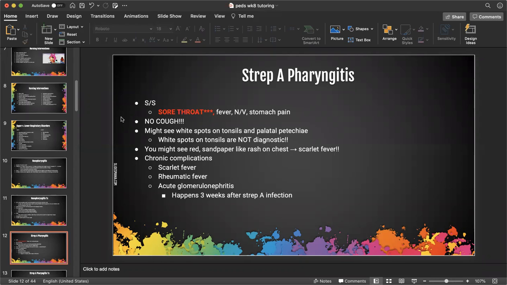They could also have rheumatic fever. And for rheumatic fever, kind of go back to your cardiac notes and review the signs and symptoms of rheumatic fever. And then they can also have acute glomerulonephritis, which happens 3 weeks after a strep A infection. And I think I went over that last week, but if not, I'm definitely going to go over it during our review session.